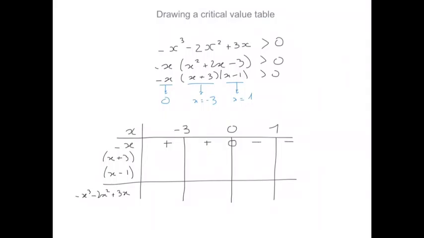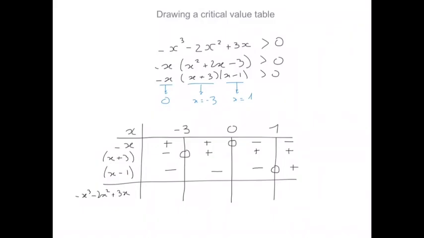For the second factor, x plus 3, it's 0 when x is minus 3. Because the gradient is now positive, the gradient is 1, you can say that before you reach 0 it was negative, and then it was positive after that. For the last one, the critical value is 1, so it was 0 here, and you get something negative before and positive after. Let's now apply the rule of signs for multiplication.